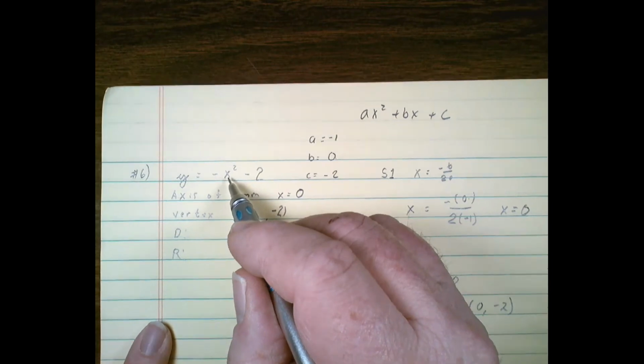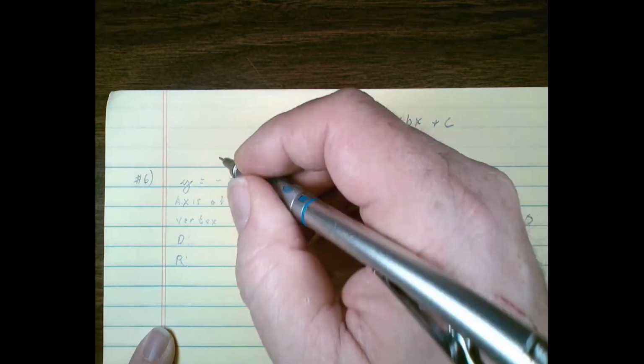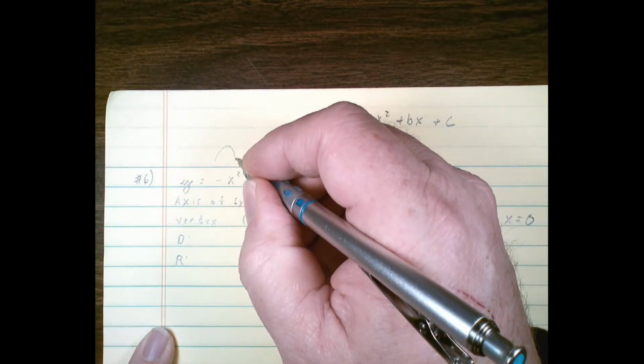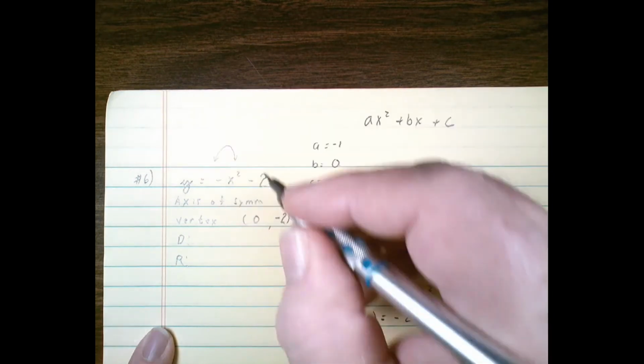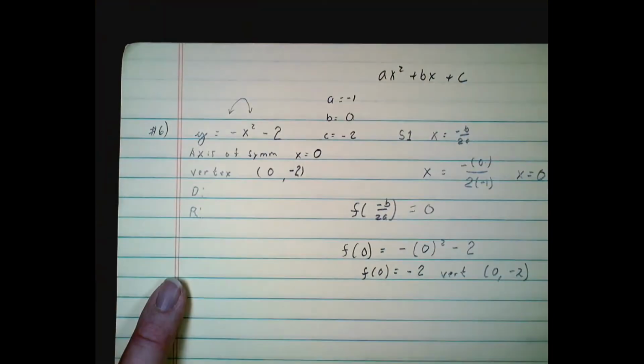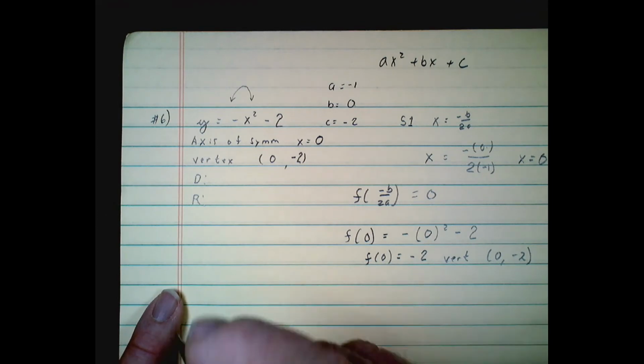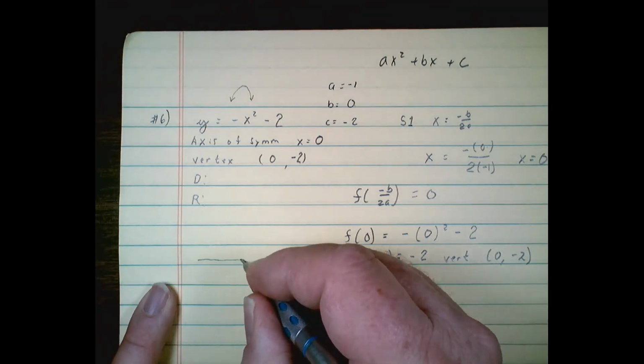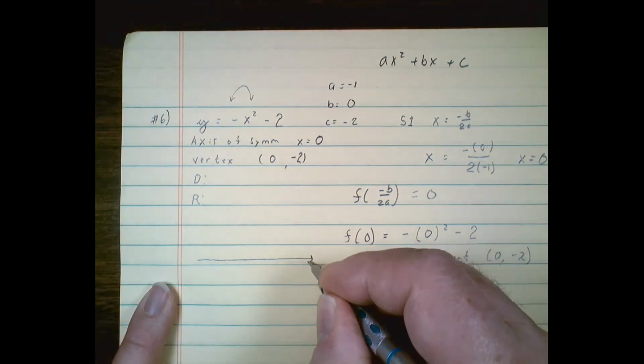All right, now before I find my range and domain, I need to do a little sketch. Okay, this is a negative, so that means it's going to look like this. So that's what I should see on my graph when I graph it. All right, I think I'm going to start it right about here.